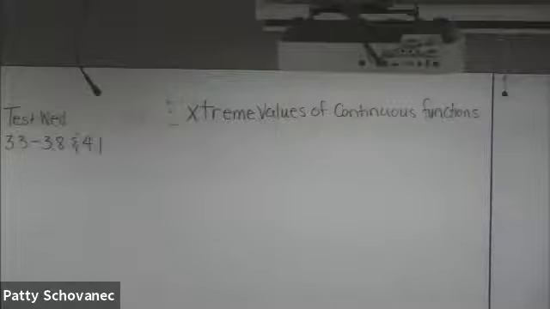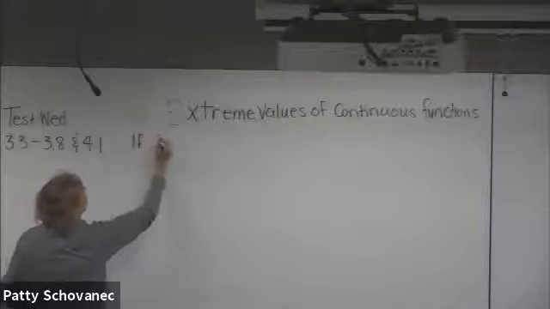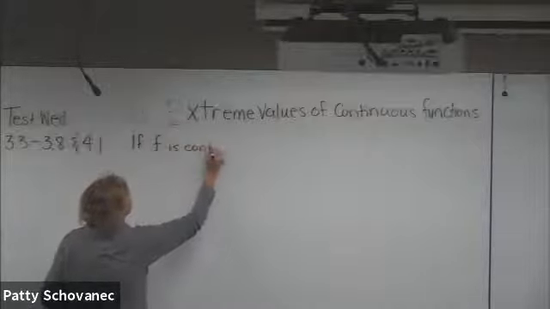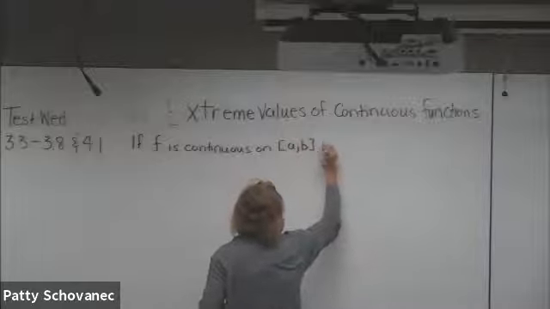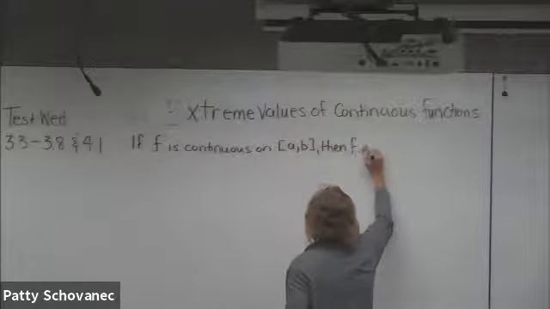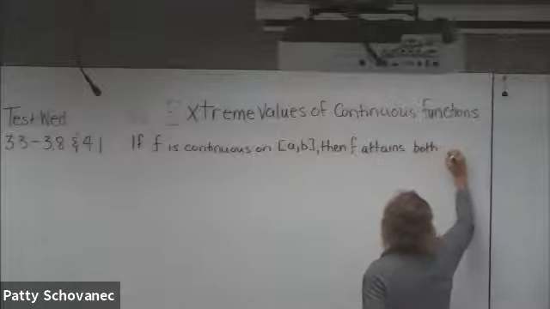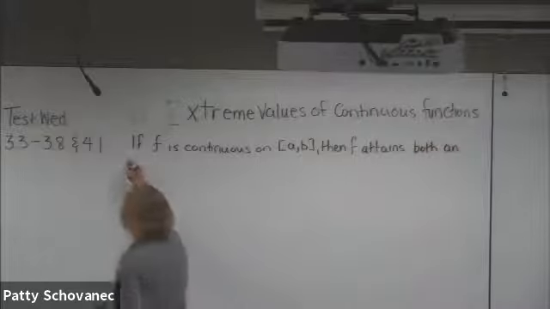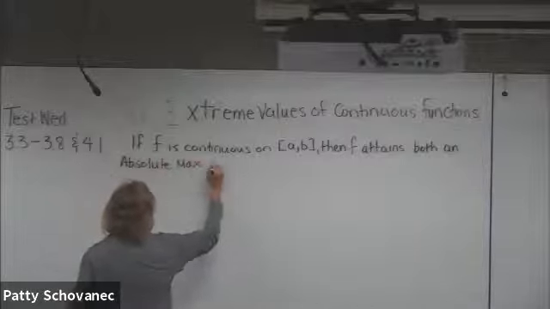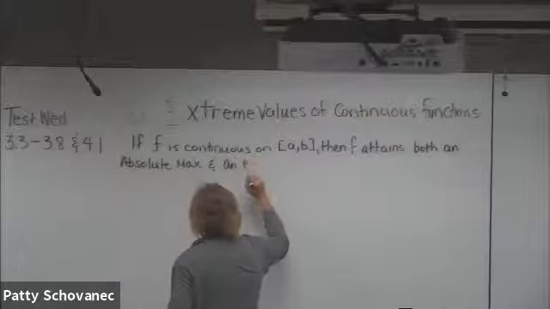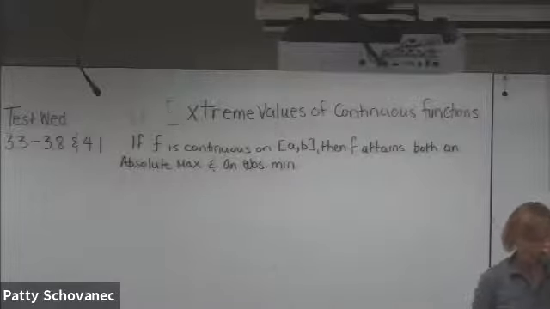So we said that if f is continuous on the closed interval from A to B, then f attains both an absolute maximum and an absolute minimum. And we saw where they would occur.